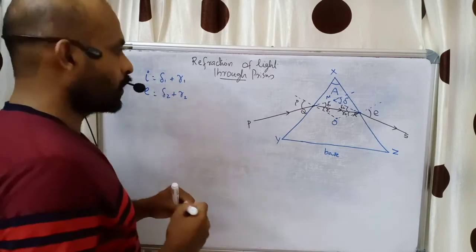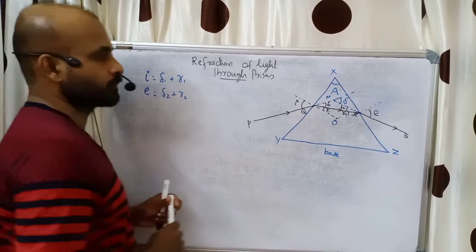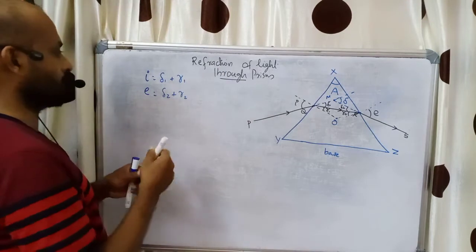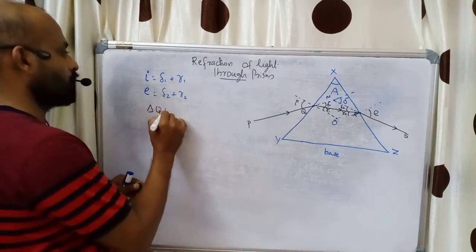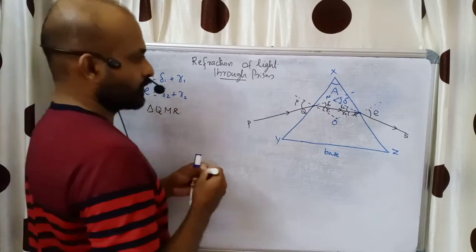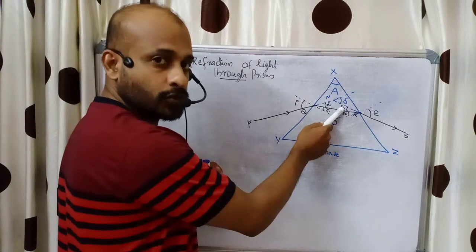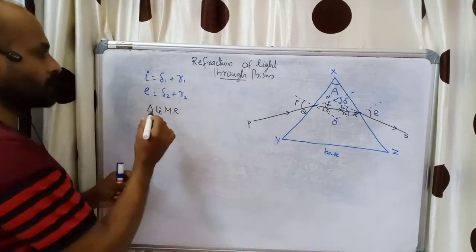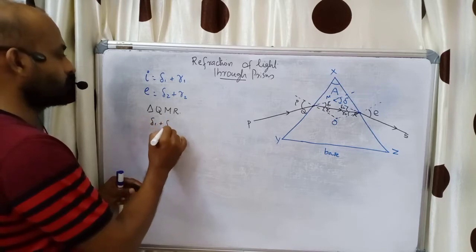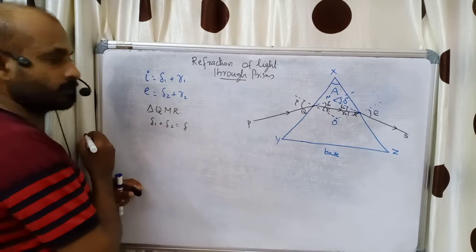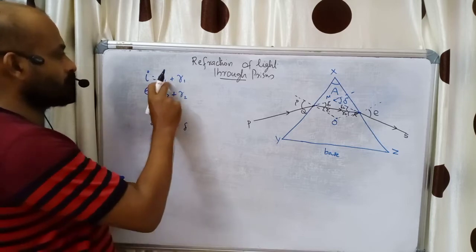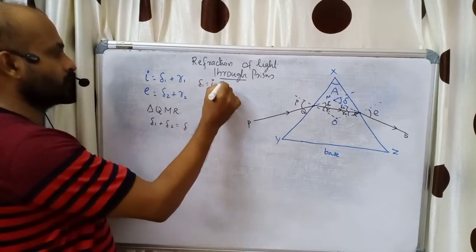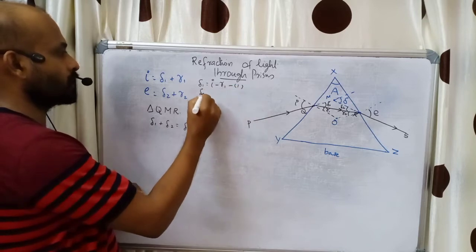Now I am going to use the triangle QMR. In triangle QMR, you can see there are two interior angles, delta 1 and delta 2. And what about delta? Delta is the exterior angle. By the principle we know that the sum of the interior angles is equal to the exterior angle. The exterior angle is delta. So I am going to get delta 1 and delta 2 from here. What is delta 1? Delta 1 is equal to I minus R1. Equation number 1. What is delta 2 from here?